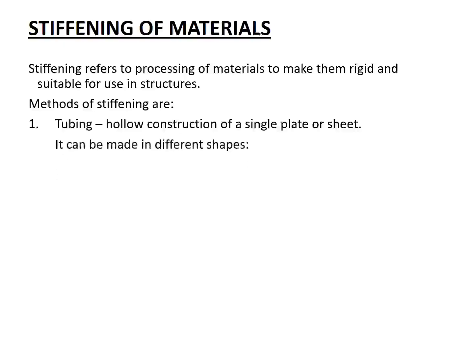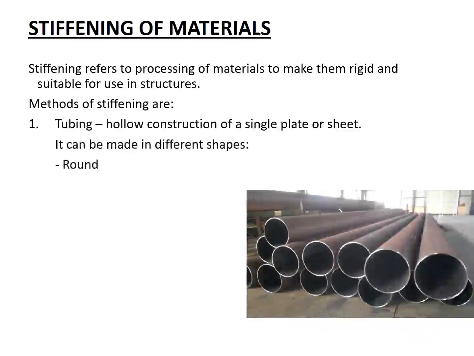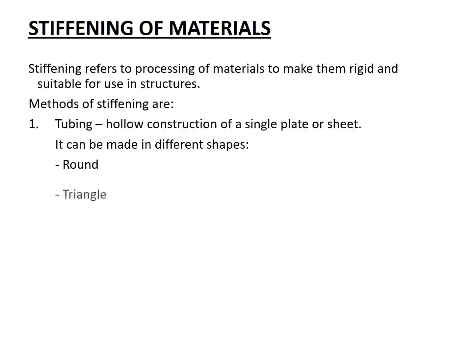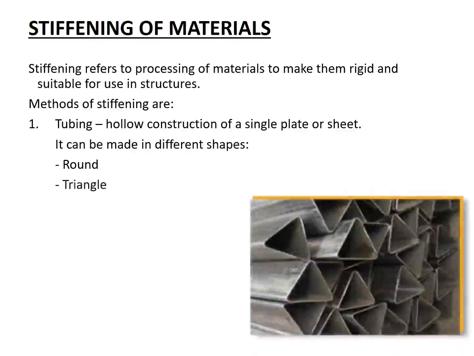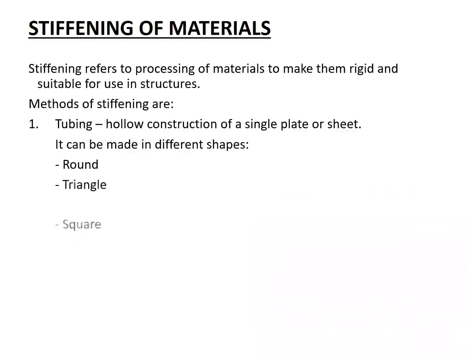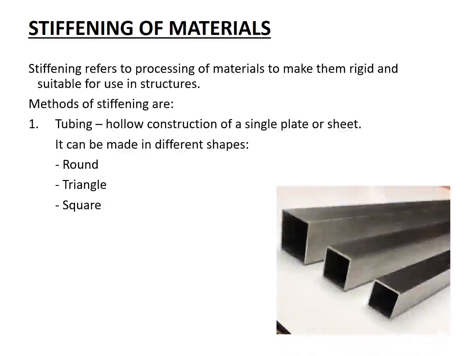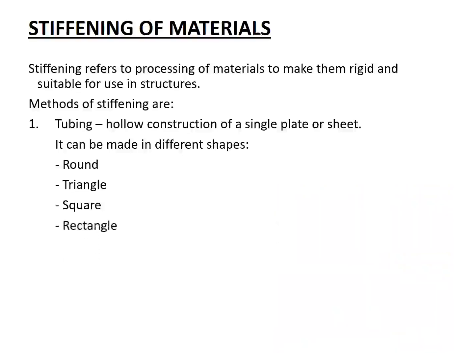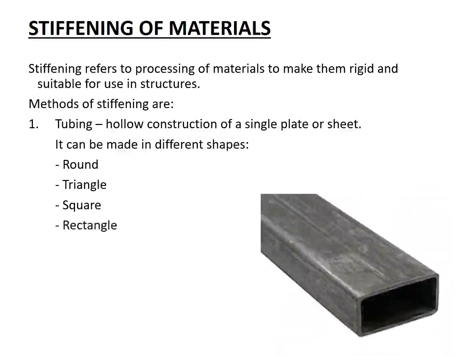The tubes can be made in different shapes. The first shape is round. I think this is one of the most common ones. They can also be made triangular. Those are the triangular type of tubing. We have the square tube, and we as well have the rectangular tube.